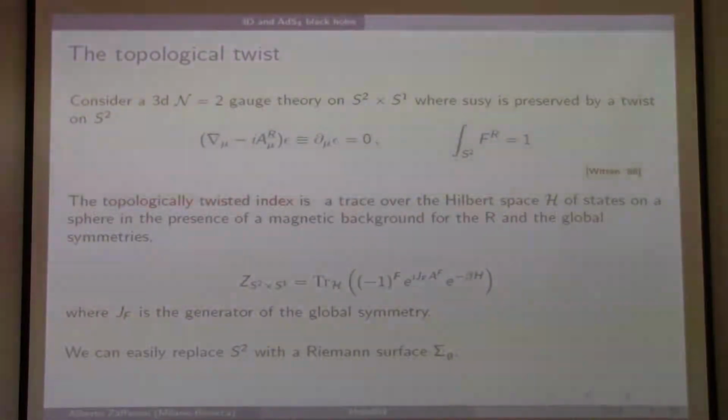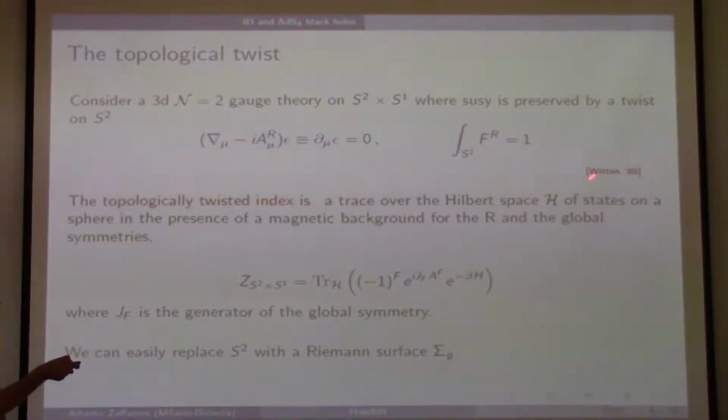Just to fix the notation: 3 dimensions is particularly simple, even from the point of view of field theory. So let's start with the basics of field theory, the topological twist. Consider, for example, a 3-dimensional supersymmetric theory with N=2 supersymmetry and put it on S2 times S1. So I'm taking the compact manifold I was referring to before, this S2 here. You can easily replace it with any Riemann surface of genus g. There is just some very minor technical complication, but to write simple formulas, I will discuss S2.